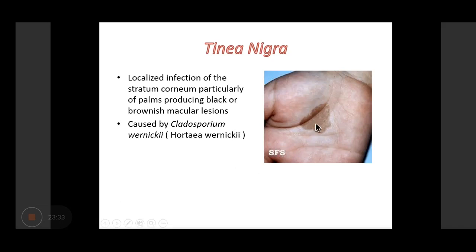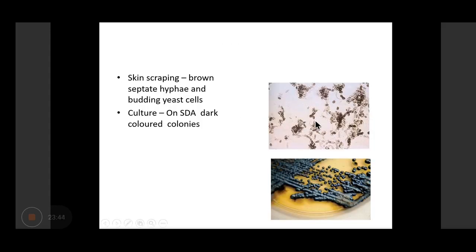What happens in Tinea nigra? This black patch is seen on the stratum corneum of the palm, caused by Cladosporium werneckii. When you do skin scraping, you will see brown colored septate hyphae and budding yeast cells. When cultured on SDA, they form black colored colonies.